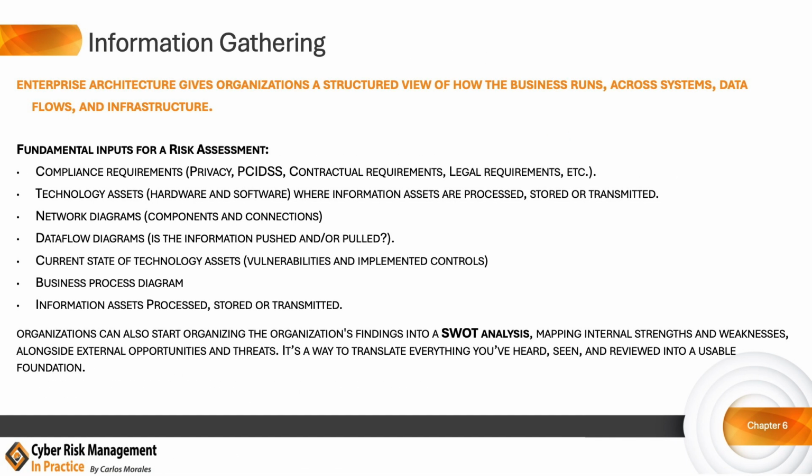Now, another tool that supports this sense-making process is enterprise architecture. When done well, enterprise architecture gives you structured views of how the organization works, business processes, supporting systems, data flows, and infrastructure. It helps you connect the dots between business functions and technology so you can understand where value is created, where dependencies live and where vulnerabilities may exist. Architecture models aren't perfect, and they're not always complete, but when they're available and maintained, they provide a valuable lens, especially when paired with interviews and real-world observation.